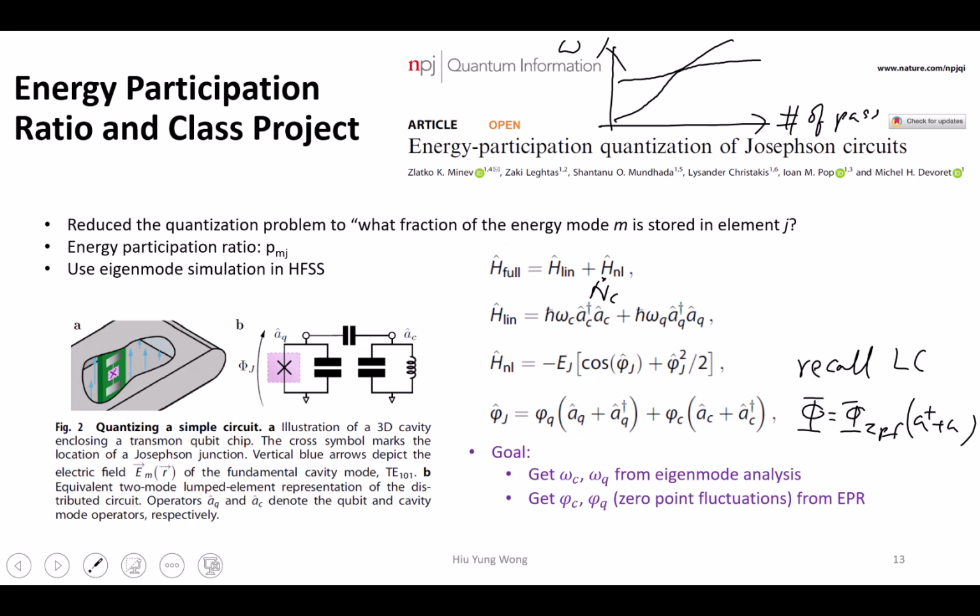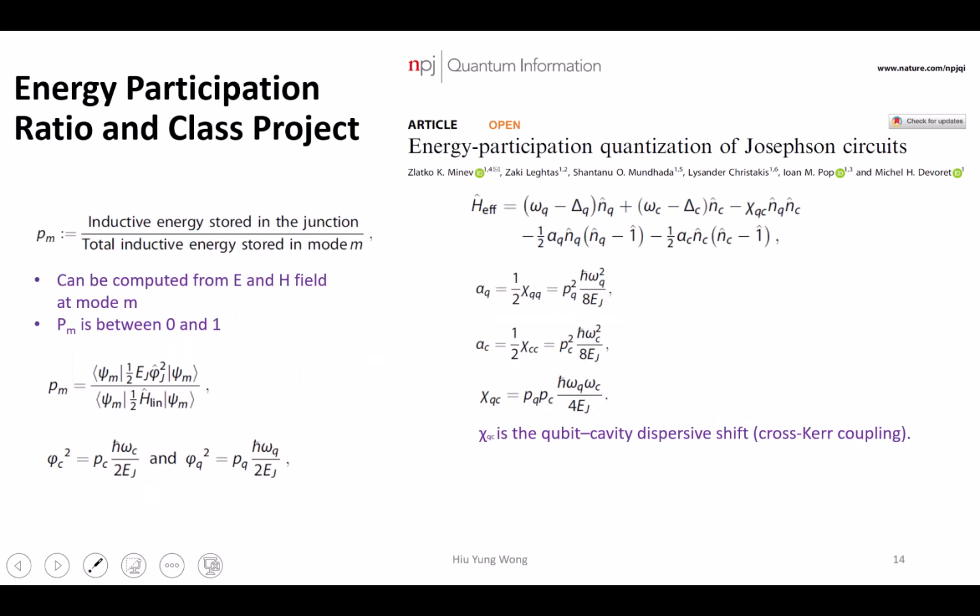Okay, and this you can go to the paper. I actually did not go through the derivation. Now, what is the energy participation ratio here that we care about? It is the inductive energy stored in the junction divided by the total inductive energy in mode m. And sorry, I forgot to say this can be computed by the electric and magnetic field. And that's why HFSS can do that. And this, we just take for granted. The energy participation ratio equals this term.